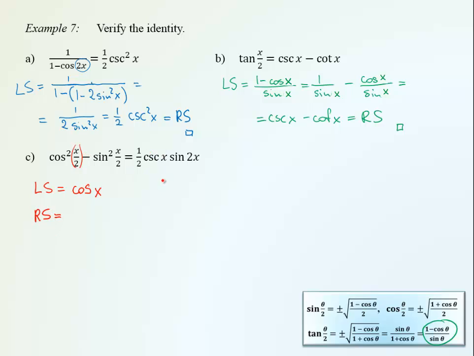So let's try to maybe analyze both sides simultaneously. The right-hand side looks like it's 1/2. Cosecant is 1 over sine x. And sine double angle is 2 sine cosine. Oh, well, that's great, because sine cancels and 2 cancels, and yes, this is the same cosine. So the left side equals right side. Again, the identity is proven.